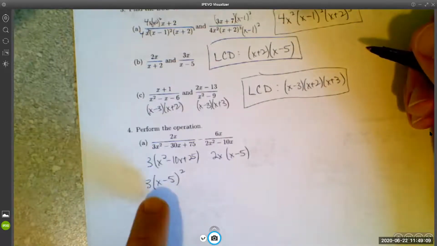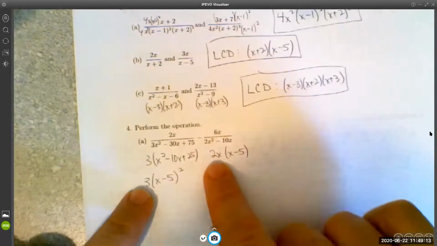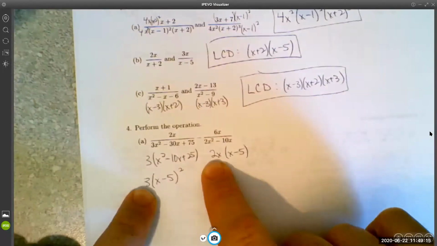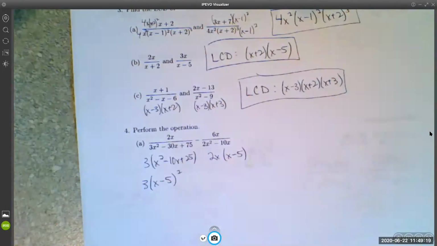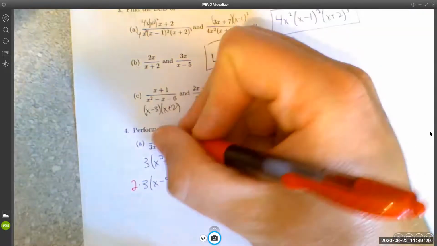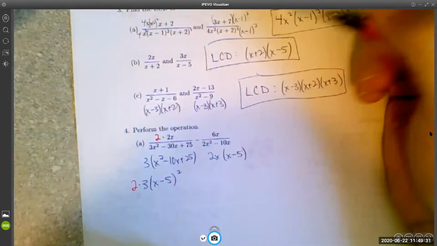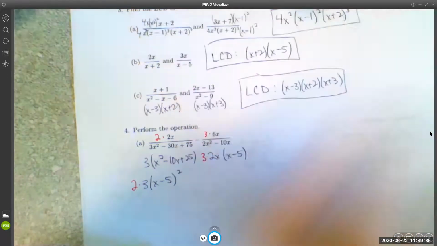Okay, so it looks like I can force both of these numbers to be 6. In this one, I'm going to have to multiply by 2. Maybe let me use a different color. So for this one, I'm going to have to multiply by a 2 to get a 6, which means I need to multiply the numerator by 2. Here I'm going to have to multiply by 3 to get a 6, which means I need to multiply the numerator by 3.